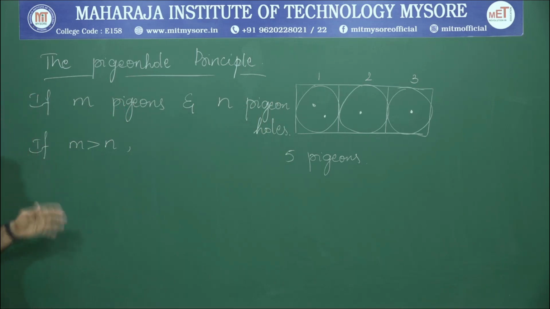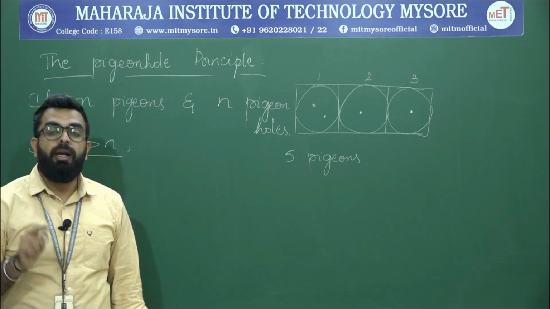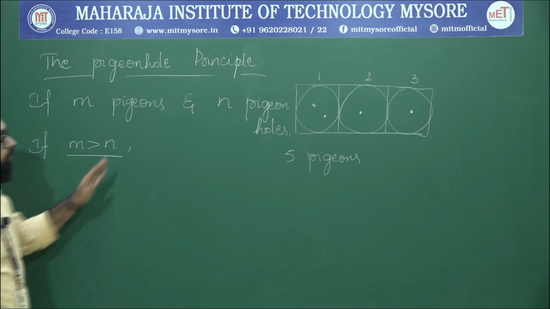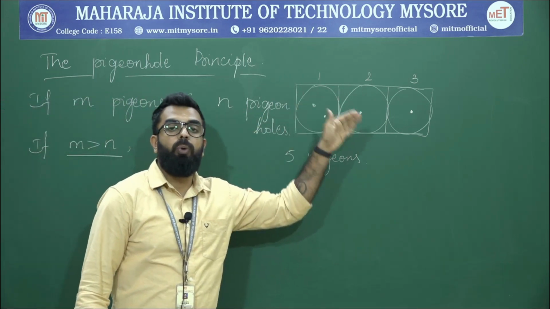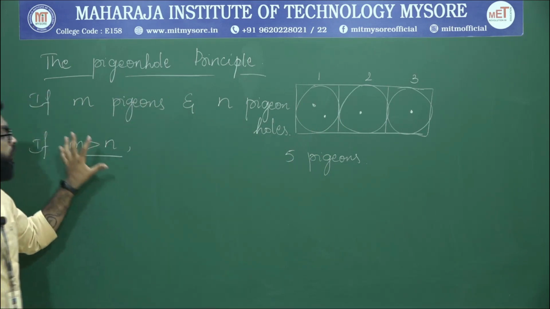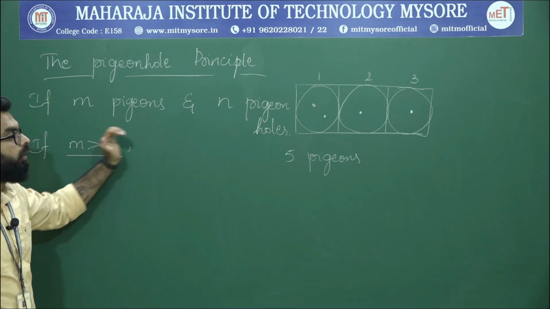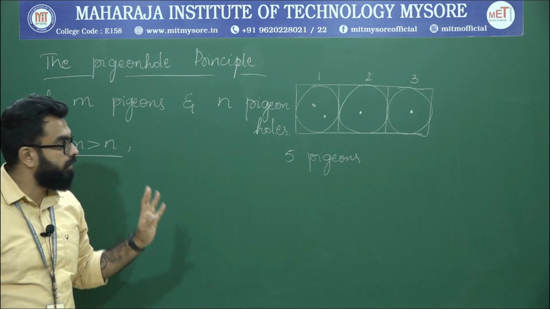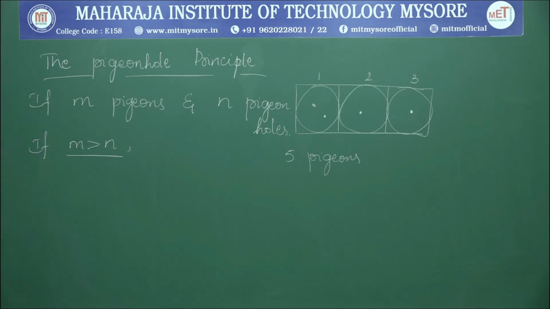So this can also be restated as: if m pigeons occupy n pigeonholes where m is greater than n, then at least one pigeonhole will contain more than one pigeon in it. So this is the basic funda. Please keep that in mind. When the pigeons are more than the pigeonholes, then at least one pigeonhole will have more than one pigeon residing in it. This is the basic understanding of this particular principle.